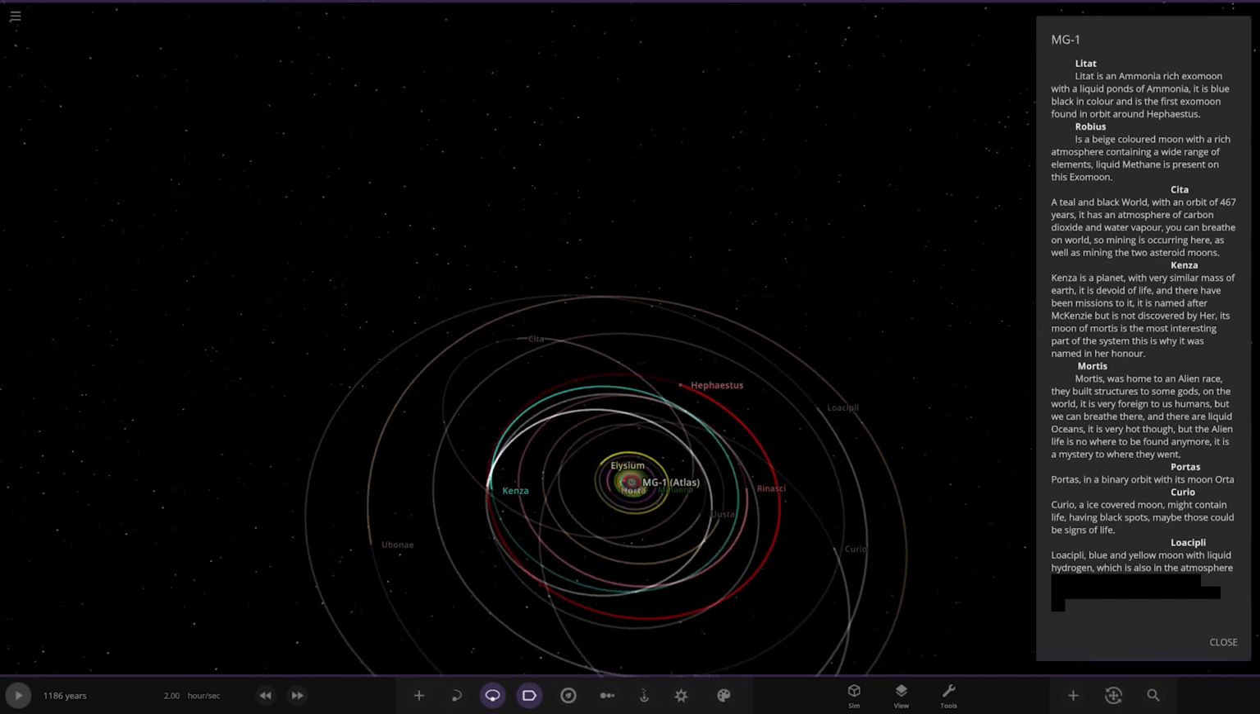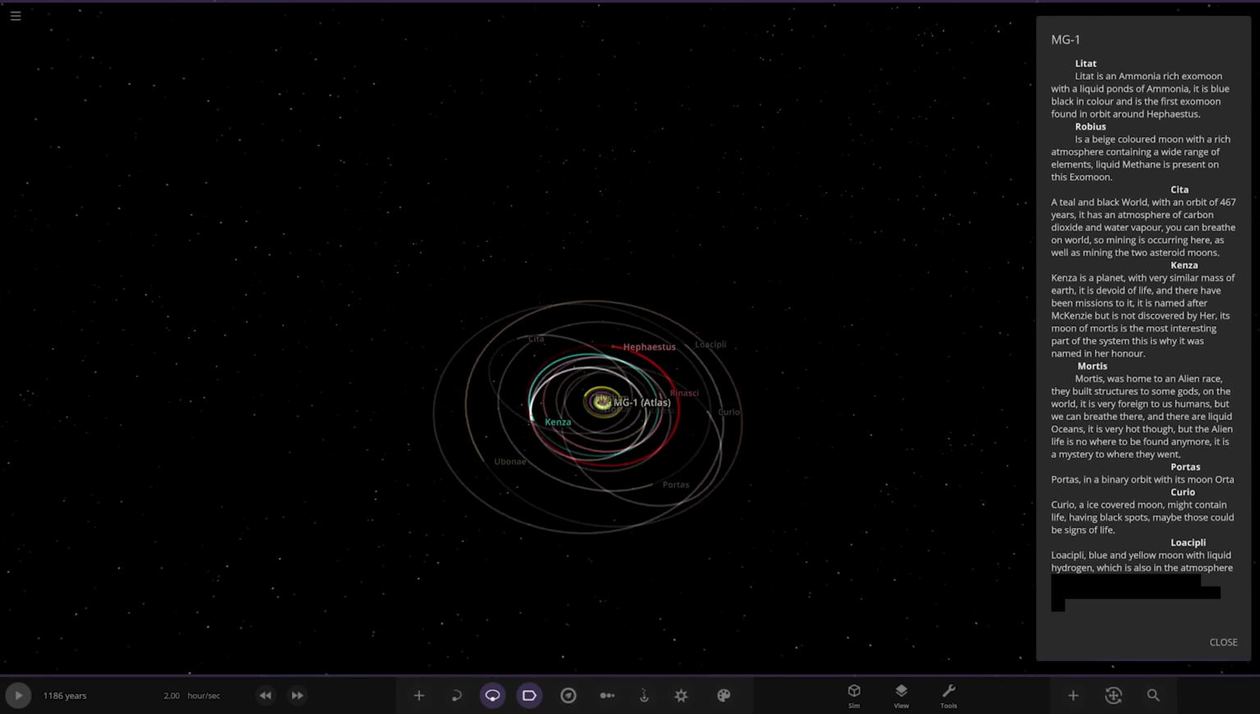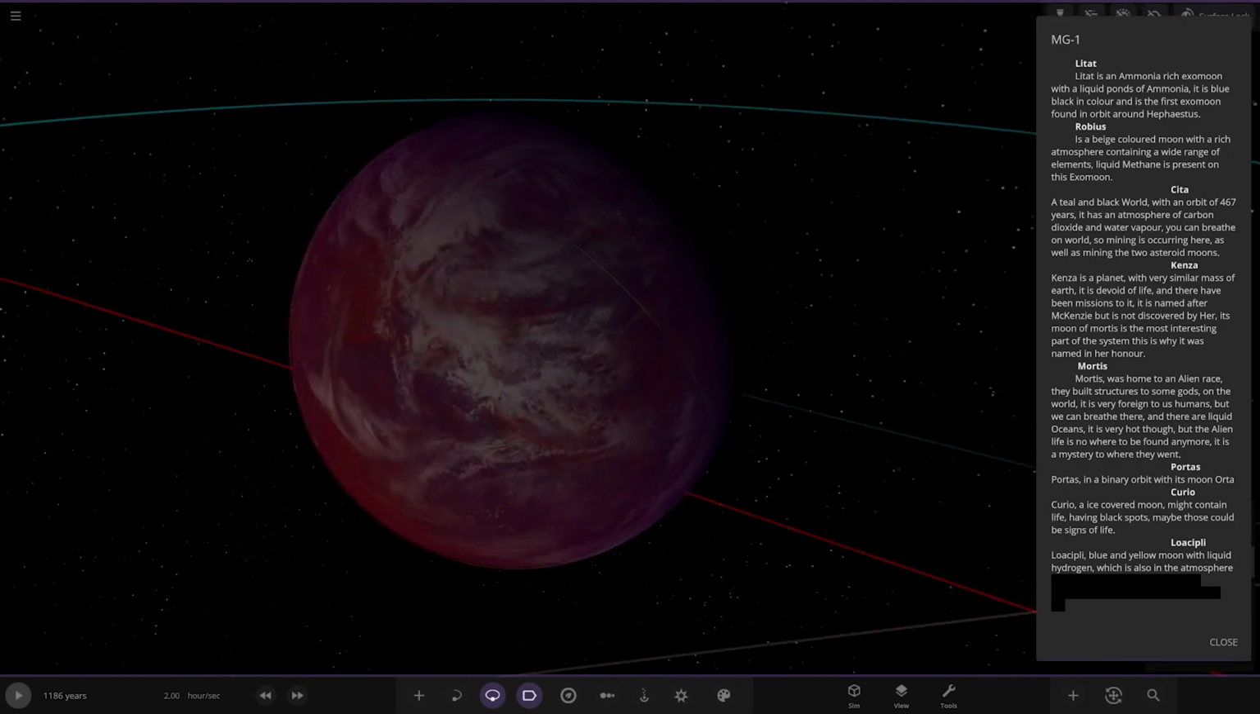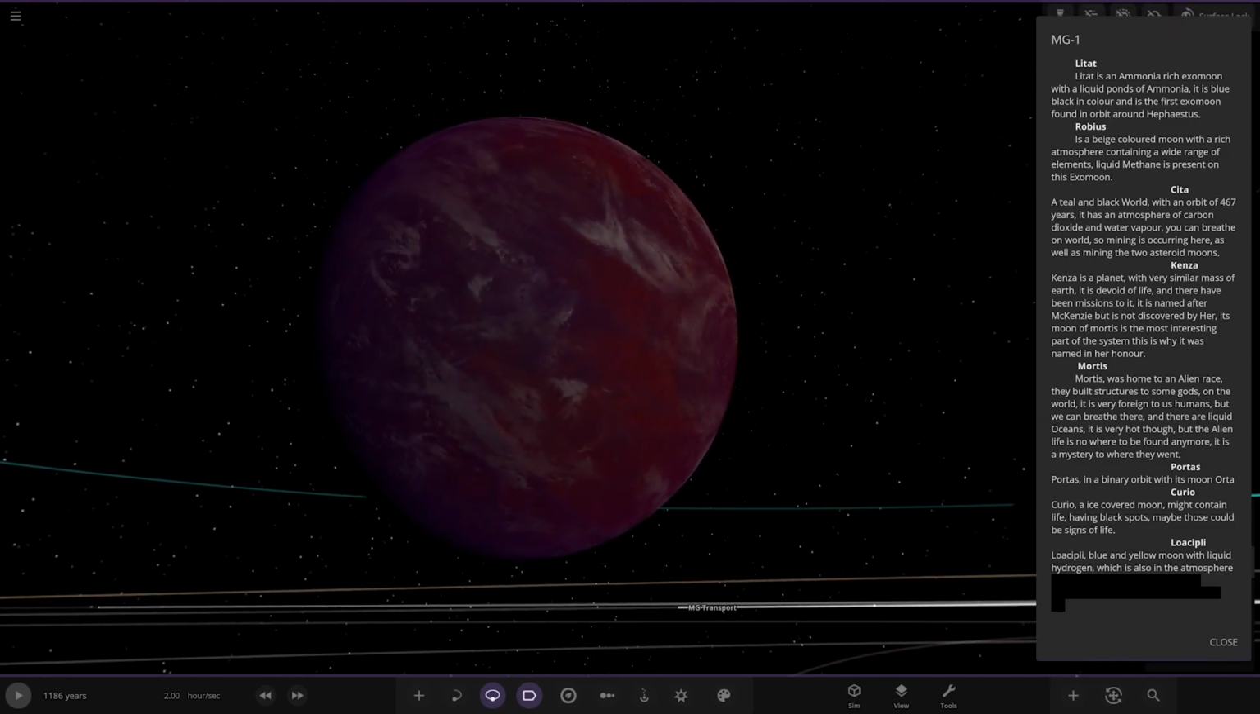It's done Sitta. Next up we've got Kenza, which is the blue one there. Ooh, nice. Nice colour. It's a planet, very similar mass to Earth. It is devoid of life, and there have been missions to it. It is named after Mackenzie, but not discovered by her. Its moon of Mortis is the most interesting part of the system, which is why it's named in her honour.